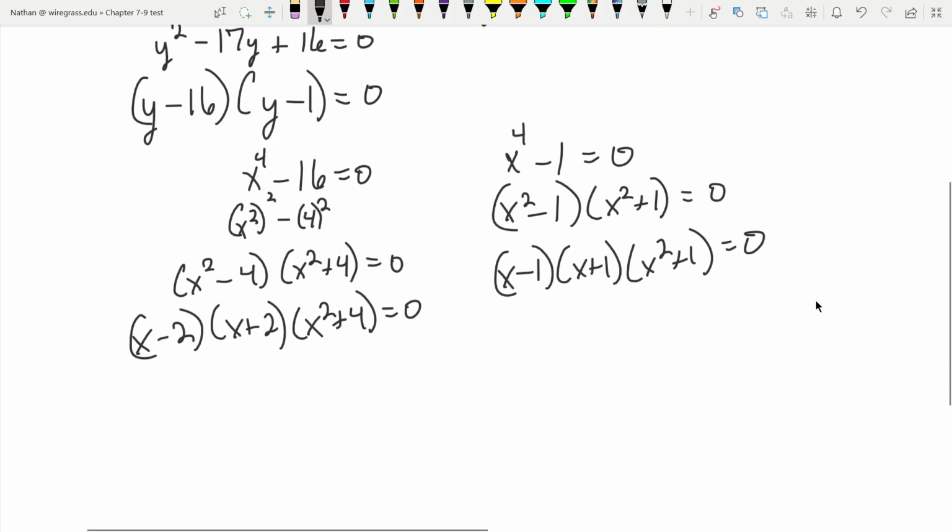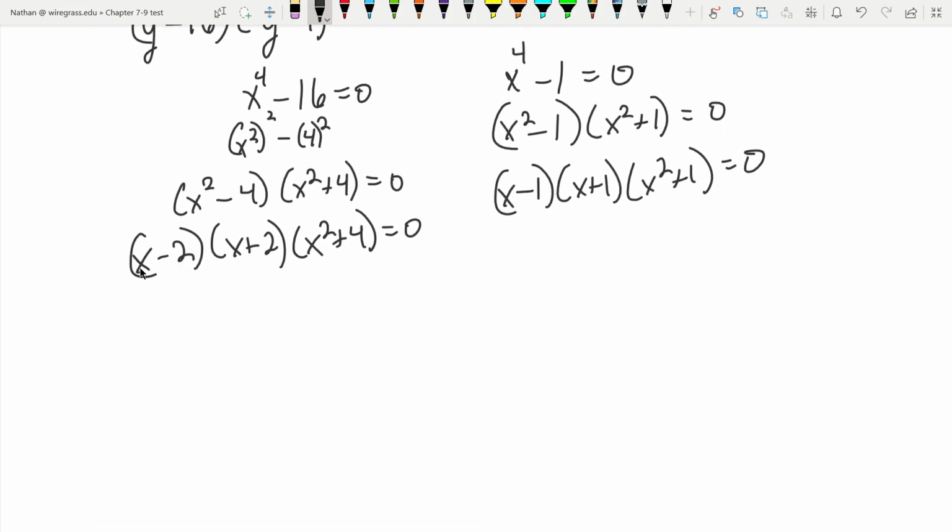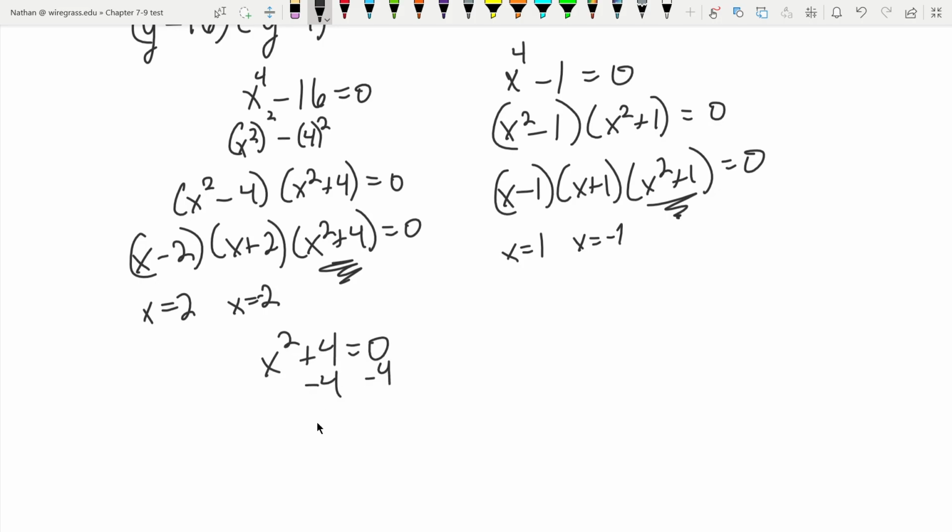Okay, so we can see, of course, this one gives us x equal to 2. This one gives us x equal to negative 2. This one is x equal to 1. This one is x equal to negative 1. But what about these? Well, x squared plus 4 equals 0. Subtract 4. x squared equals negative 4.